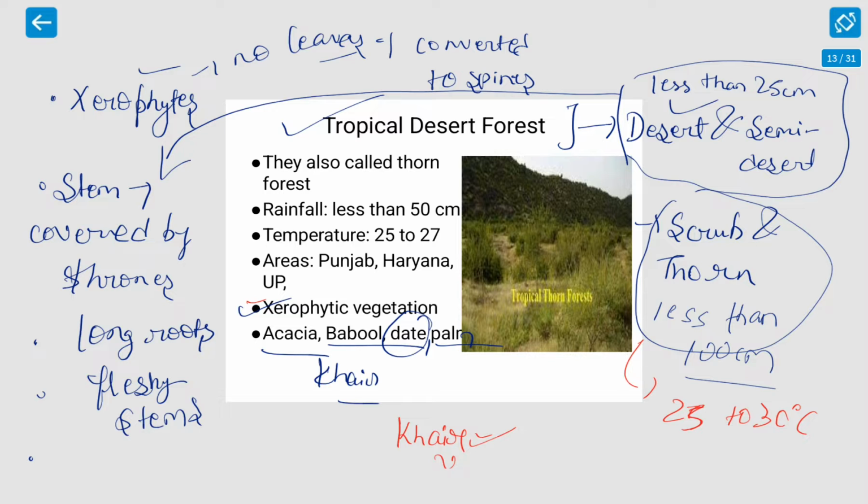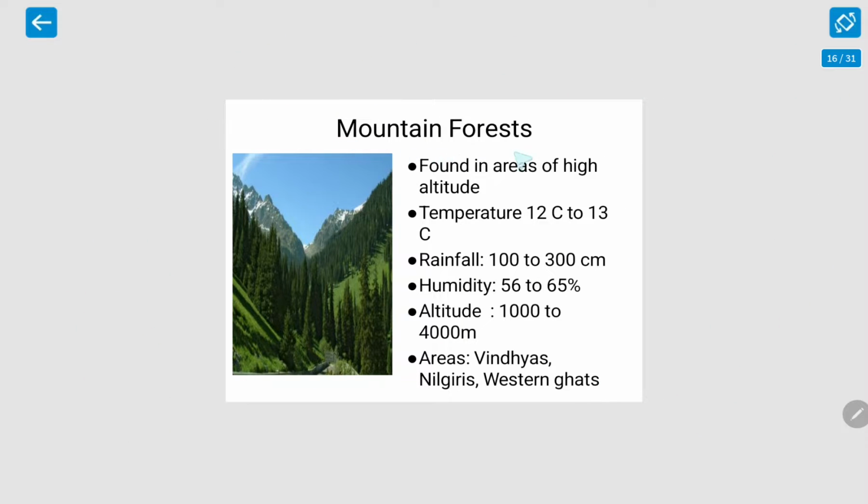Now I'll come to the mountain forests. So mountain forests are based on the relief areas. Okay, so these forests are found in areas of average temperature, here 12 to 13 degrees Celsius is given to you, but it can be more also. Like here it's given as less than 20 degrees Celsius. Okay, it can go even lower. It can go to minus also, but generally not that much because forests are there. So it is 8 to 10 degrees Celsius sometimes, and sometimes less than 20.